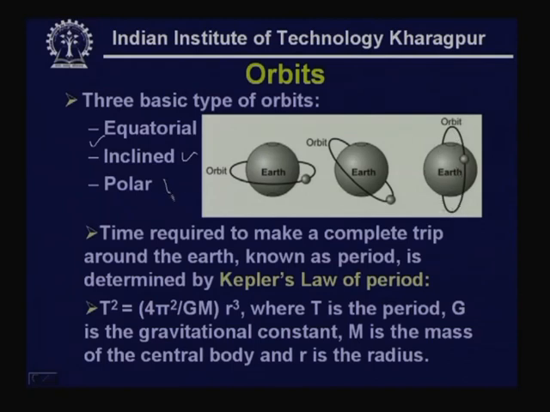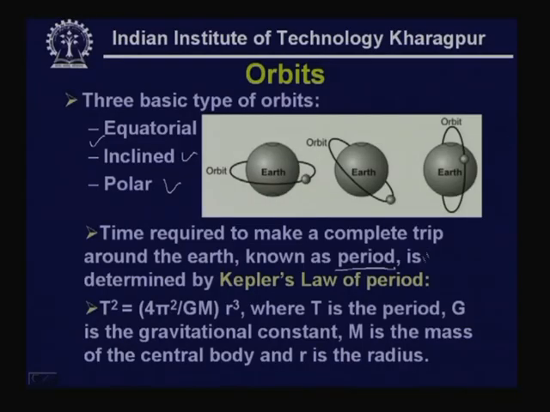So, you can have three different types of orbits, and as you know, the time required to make a complete trip around the Earth is known as the period. We are all familiar with the natural satellite, that is the moon, and its period is known to you, but here we are talking about artificial satellites. And the period is determined by Kepler's law of period.